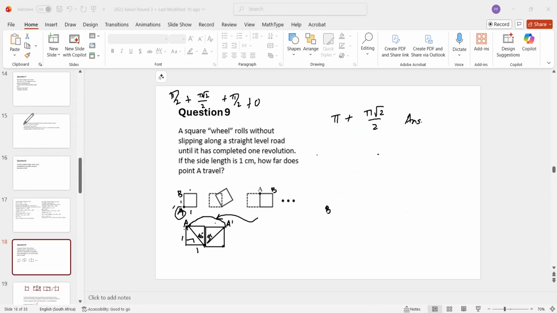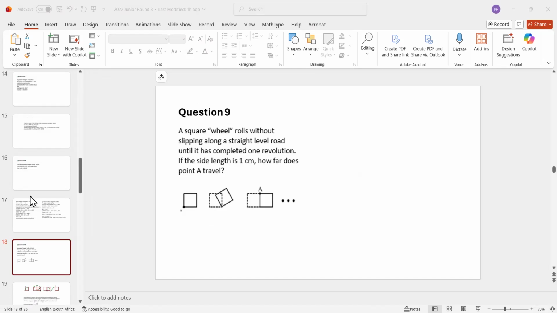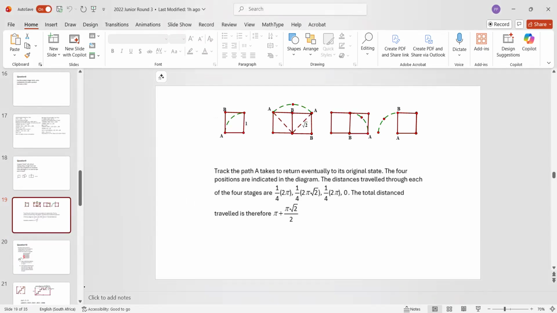Let's just check to see whether this is what I got. I do recall it being something like this. Okay, let's go to the next slide. That is where I will have this answer. So there it is. You see, you've got all these nice pictures. Right at the bottom, pi plus pi root 2 over 2. Okay, that is exactly what I wanted.